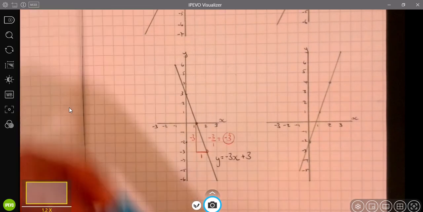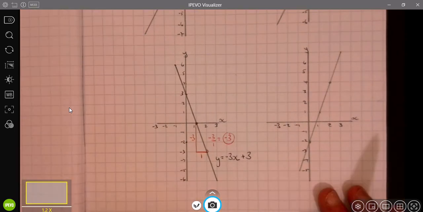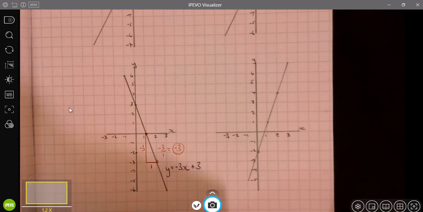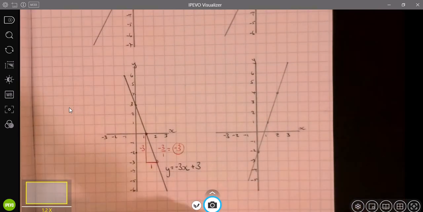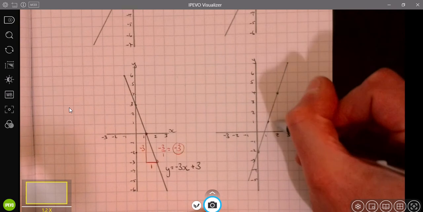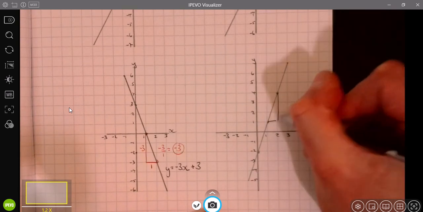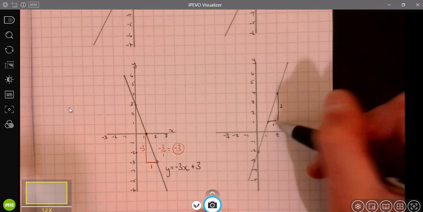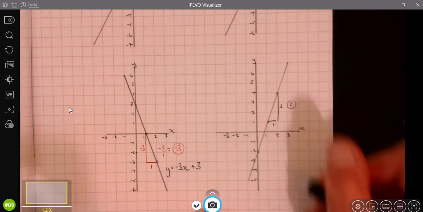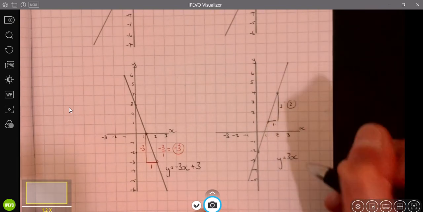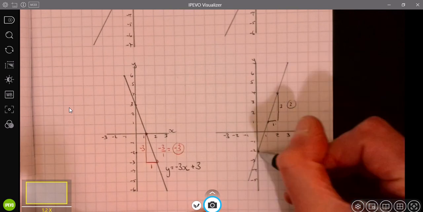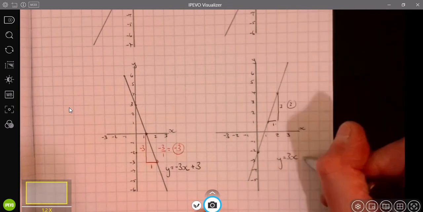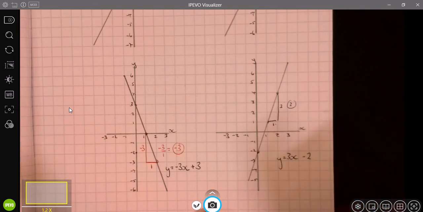All right. So let's have a look at the last one, and then you're going to try a few. Let's have a look at this one just here. Again, just picking 2 points. There we go. 3 and 1. So the gradient is 3 divided by 1. So the gradient is 3. So I know it's going to be y equals 3x. And where does it go? It goes through minus 2. That's our y-intercept. So it's going to be y equals 3x minus 2.